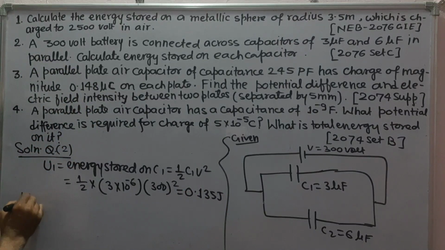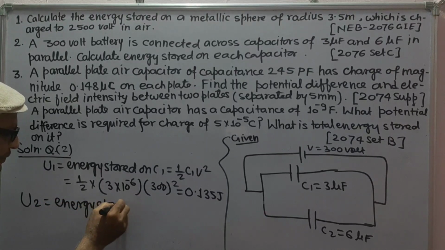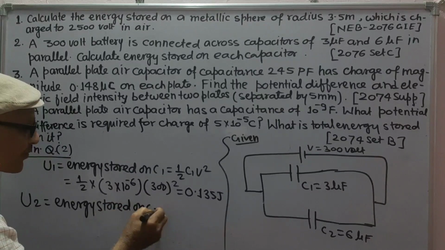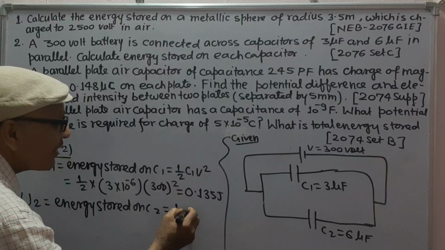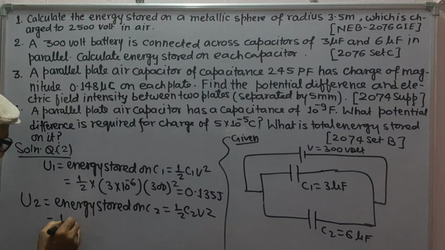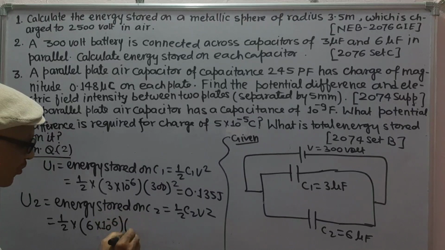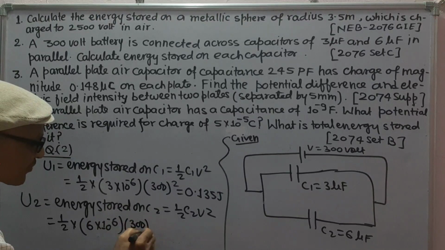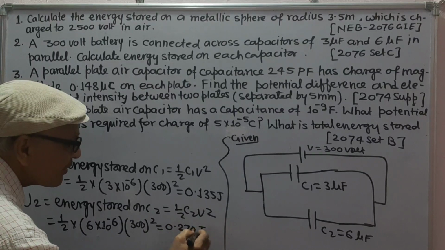Similarly, U2 is equal to energy stored on C2 will be equal to 1 by 2 C2 into V square, which gives 1 by 2 C2 is 6 into 10 to minus 6 into 300 square, which gives 0.270 joules.